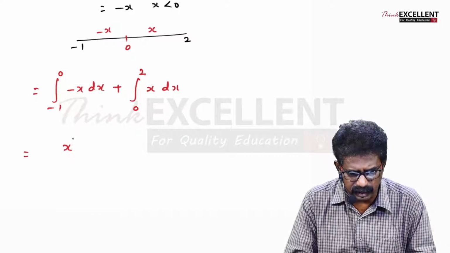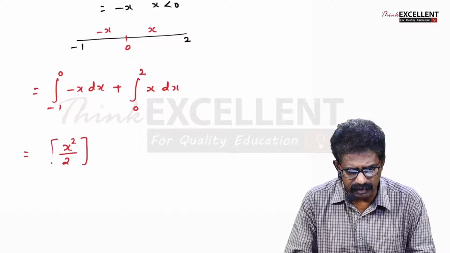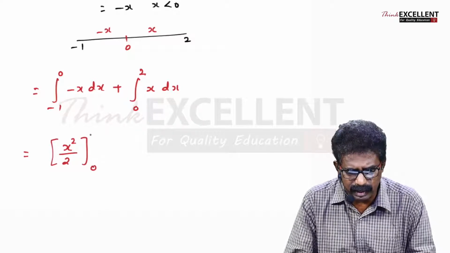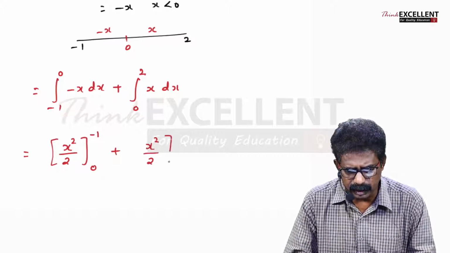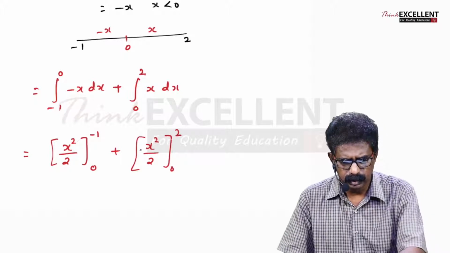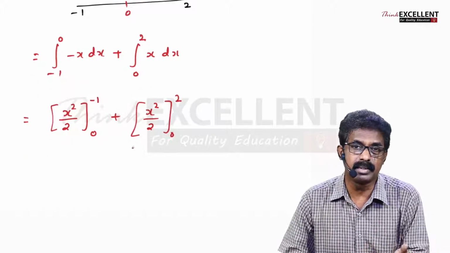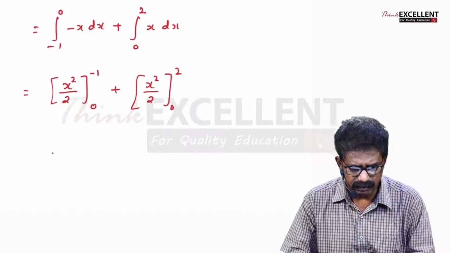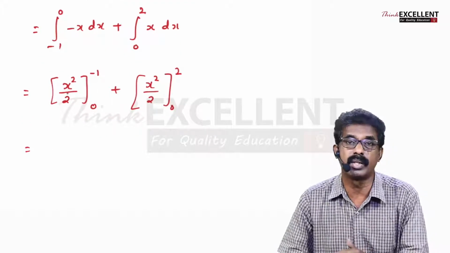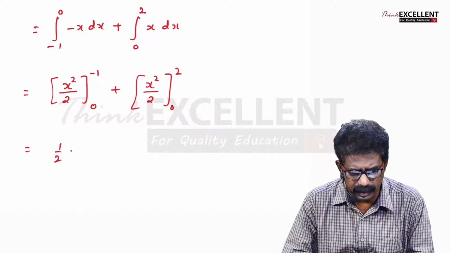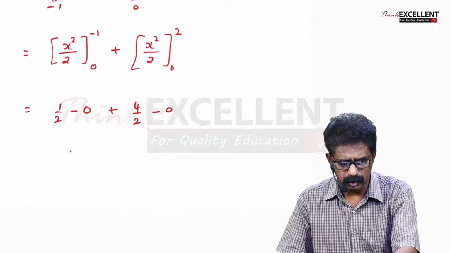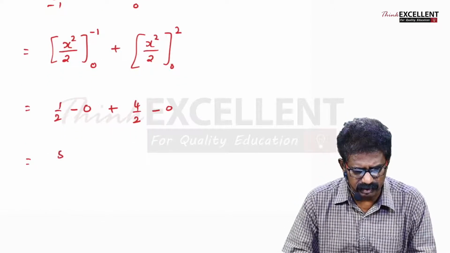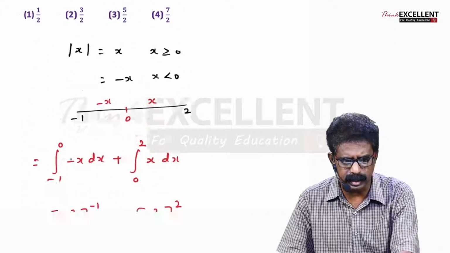So integration of x is x square by 2, with the limit, instead of minus 1 to 0, I am going to write 0 to minus 1, plus integration of x, x square by 2, with the limit 0 to 2. There is one property: limits can be interchanged, just put a minus sign. So here first you give minus 1, minus 1 square is plus 1, 1 by 2, minus when you give 0, it is 0. Plus when you give 2, 2 square is 4, 4 by 2, minus when you give 0, it is 0. So 2 is the LCM, 4 plus 1, 5. So it is 5 by 2. That's your answer. That is option number 3.